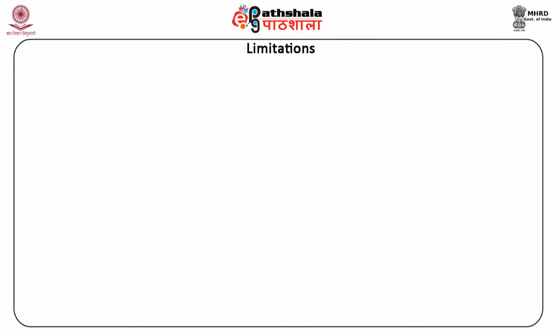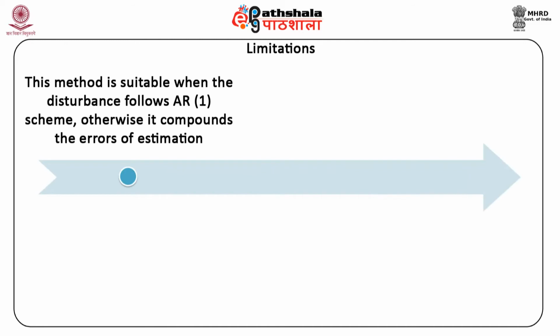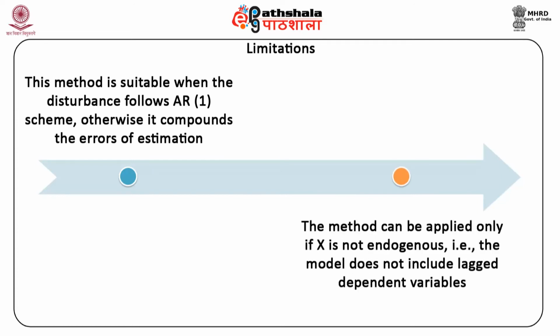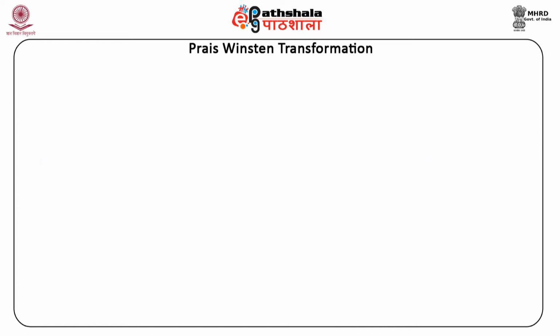Limitations. Let us understand the limitations of this method. The first limitation is that this method is suitable when the disturbance follows the AR1 scheme. Otherwise, it compounds the errors of estimation. The second limitation is that the method can be applied only if X is not endogenous, which means the model does not include lagged dependent variables.